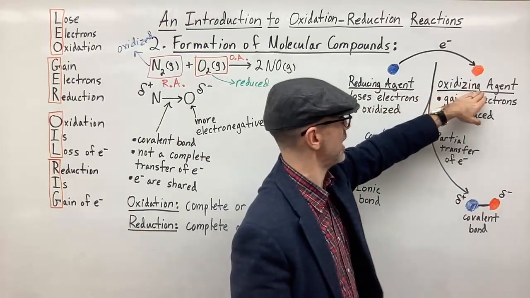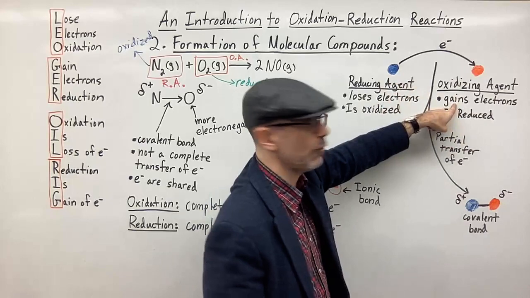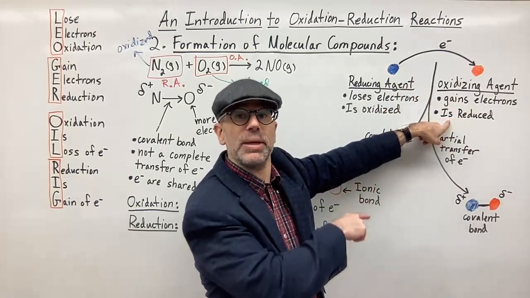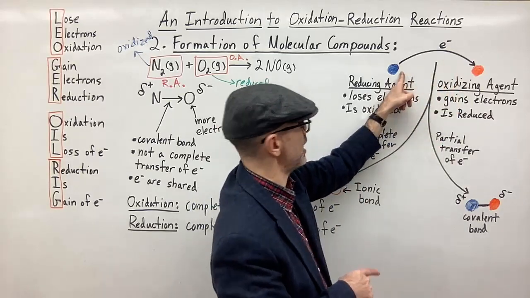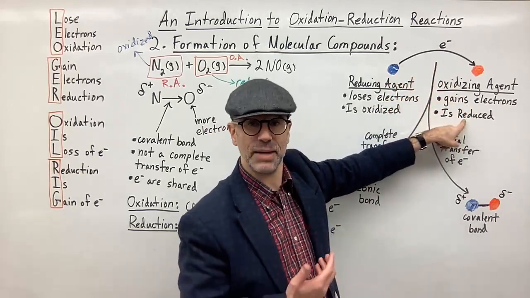So it is an oxidizing agent. It's causing this substance to be oxidized, but it itself is gaining electrons. Therefore, it is being reduced, or the element that it contains is being reduced. So it's causing this to be oxidized, but it's in the process of becoming reduced at the same time.